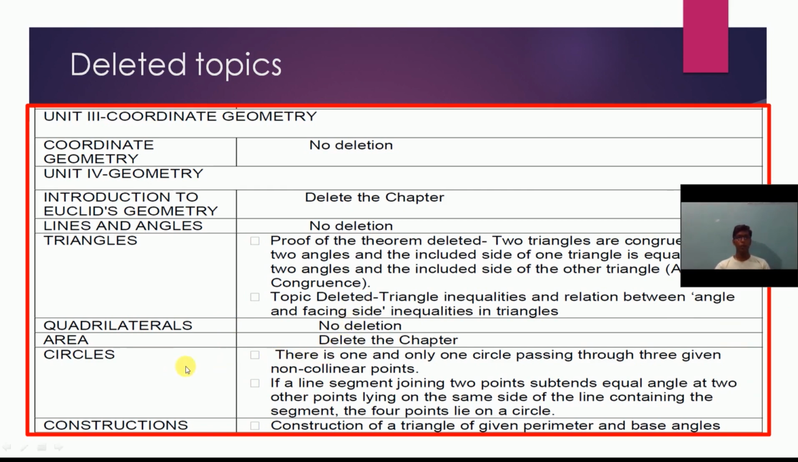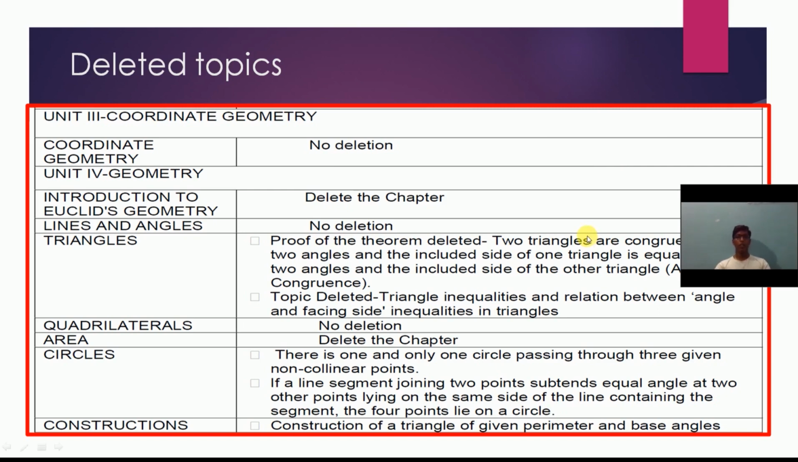Now coming to the circles. You can observe here what topics have been removed from the circles. There is one and only one circle passing through three given non-collinear points. This topic, and if a line segment joining two points subtends equal angles at two other points lying on the same side of the line containing the segment, the four points lie on a circle. This was also removed.